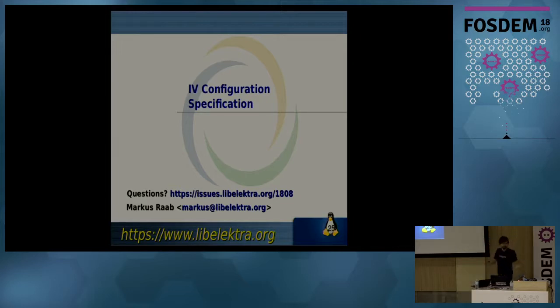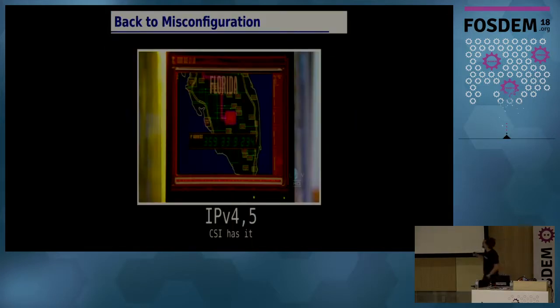Let us remind ourselves why we think that configuration needs some special treatment, which is misconfiguration. Not every configuration option can be derived. For example, we need to tell the system which IP address we have. So sometimes we require manual input, and manual input may lead to misconfiguration.